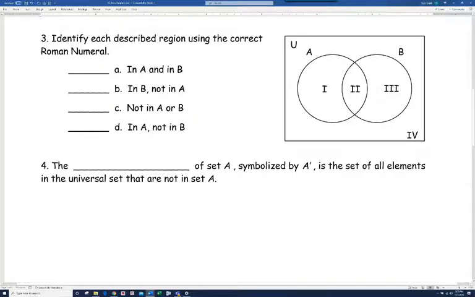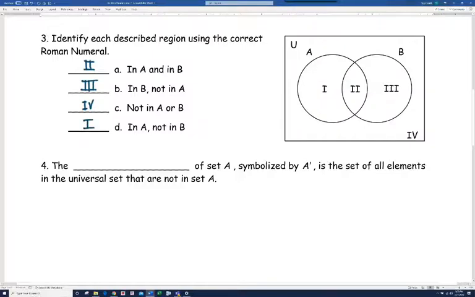All right, so in A, it says in A and in B. Well, that would be in here. So those are the members that are in both sets. And so that's region 2. In B, not in A. So that would just be this area here. And so that's region 3. Not in A or B. That means we're not in either of these at all. And that puts us in 4. By the process of elimination, you know that the last one must be the first one. But in A, not in B, that would definitely be region 1.